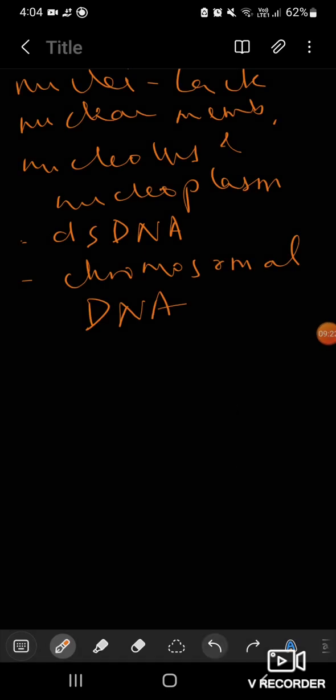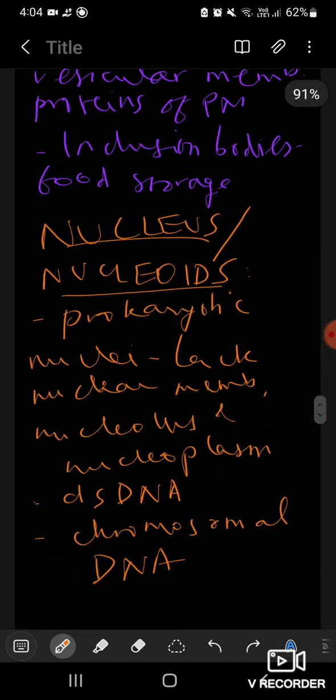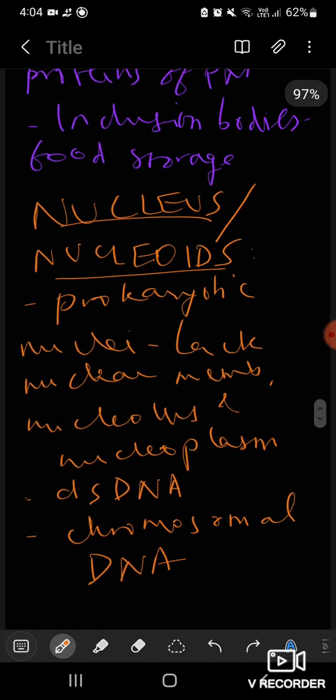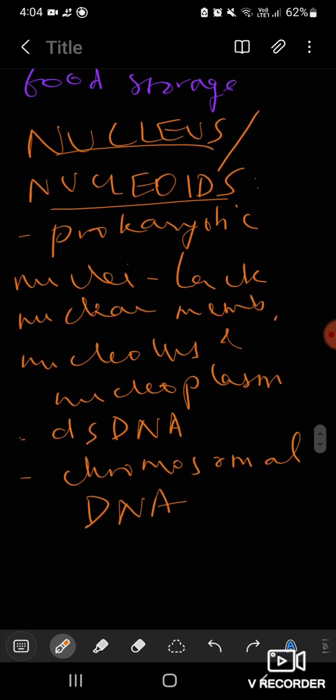With this we complete the internal structure of the bacteria. In the next video we're going to be talking about the endospore. So please wait for the next video.